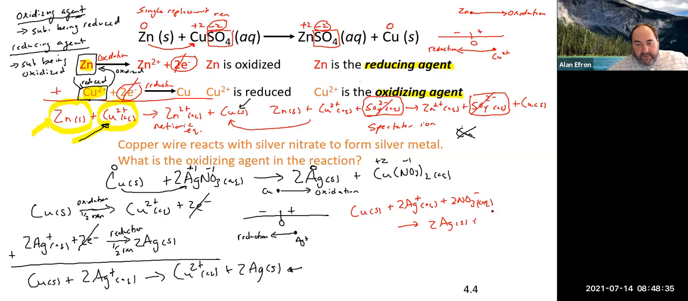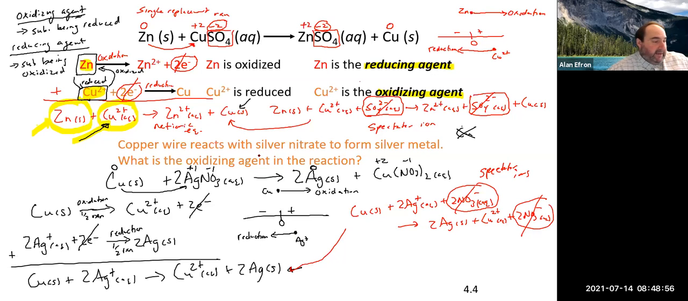plus copper with a +2, and 2 of these guys. Again, looking on both sides of the arrow, 2 nitrates, 2 nitrates. They are our spectator ions. And again, if you get rid of those, that is how we get to basically the overall net ionic equation, the balanced one in that particular case.